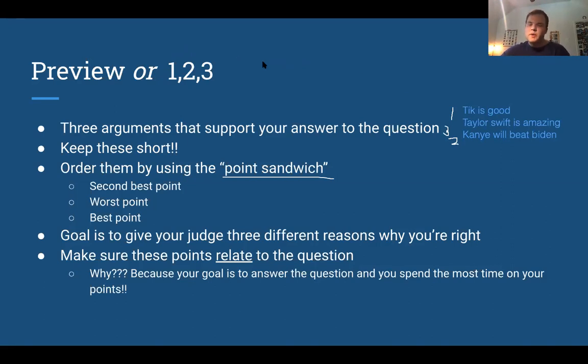So the point where the judges in the audience are definitely paying the least amount of attention is your second point. So if you put in your worst point, like that Kanye will beat Biden, that is the point they're going to pay the least amount of attention in. So if it's bad or doesn't make sense, they'll probably not pay that much attention to it. So order your points by second best, worst, and then best point.